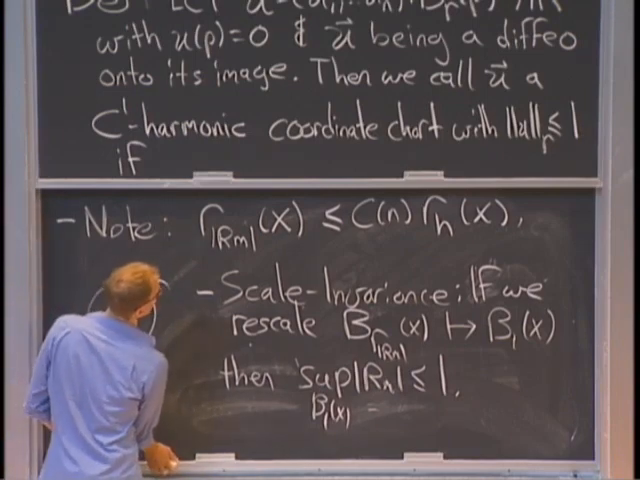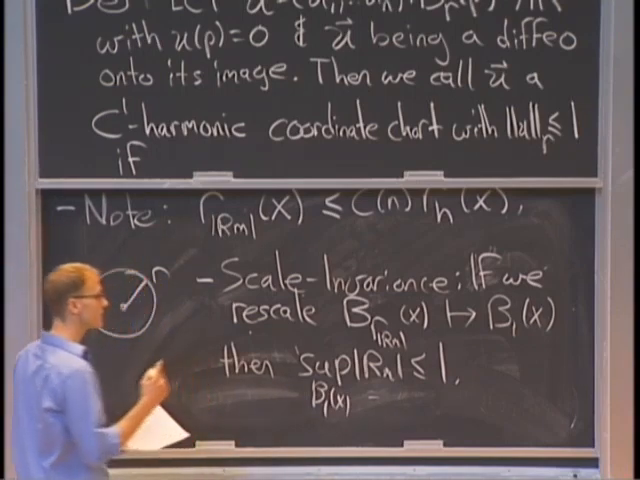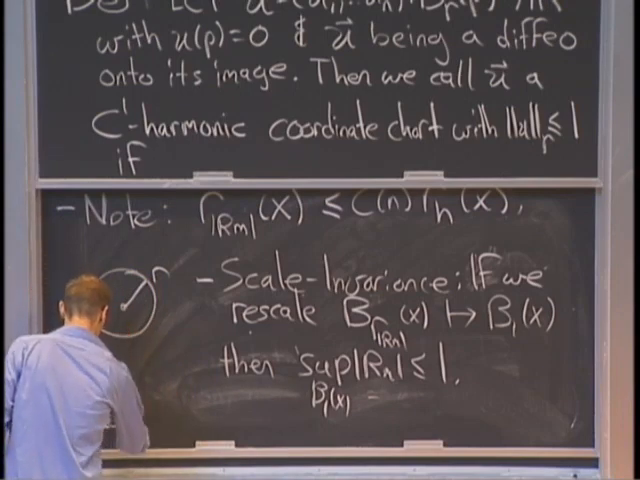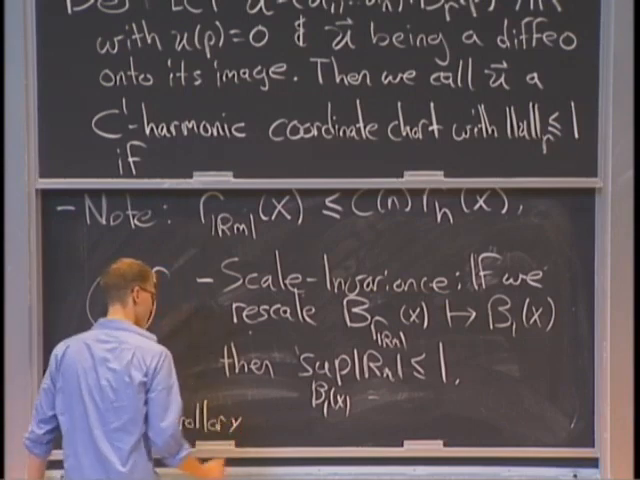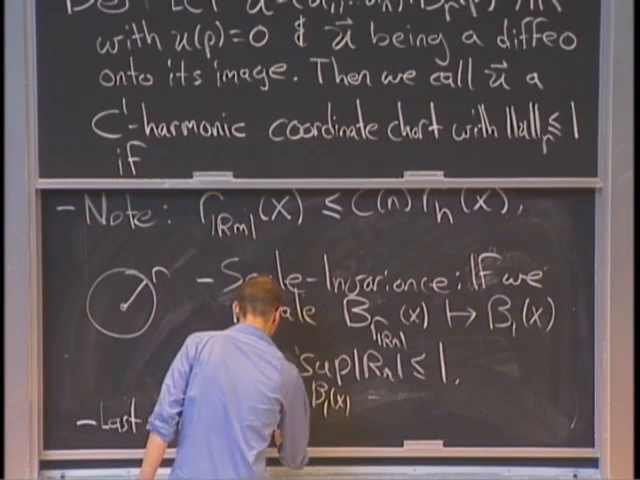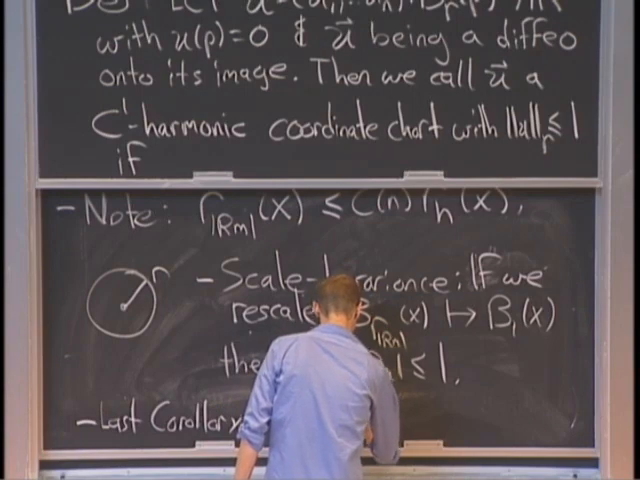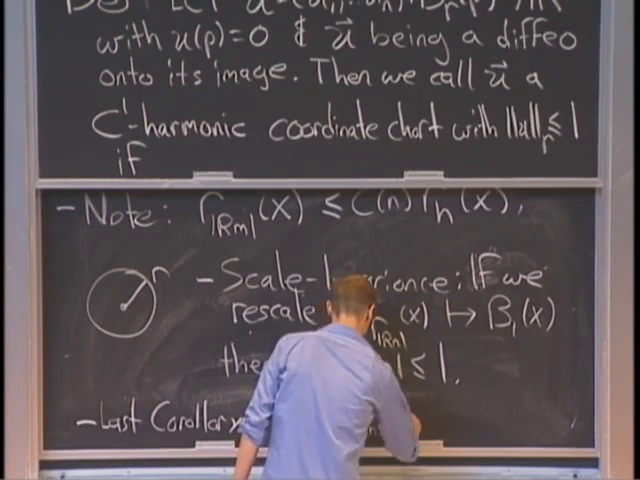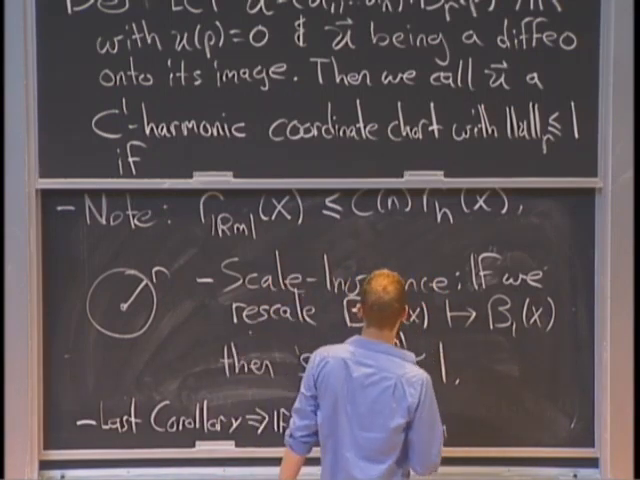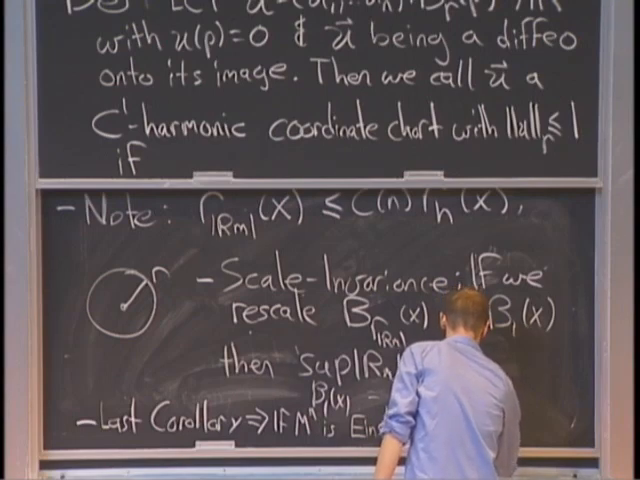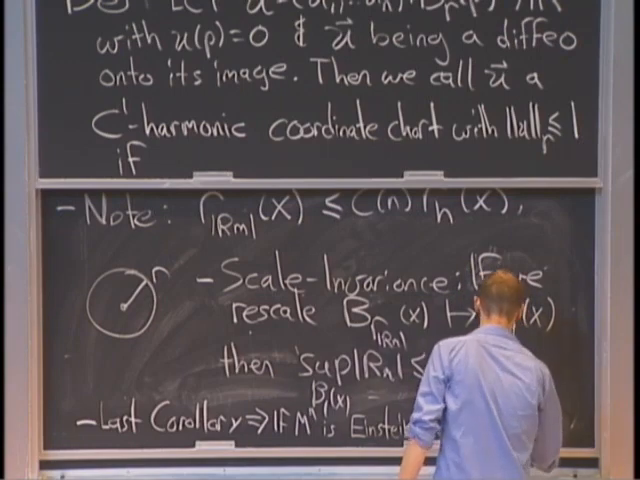And the last point I really want to point out about this is that, in fact, we have another converse. The last corollary implies that if M is Einstein, then we have the opposite inequality. That is, the harmonic radius bounds from below the regularity scale.